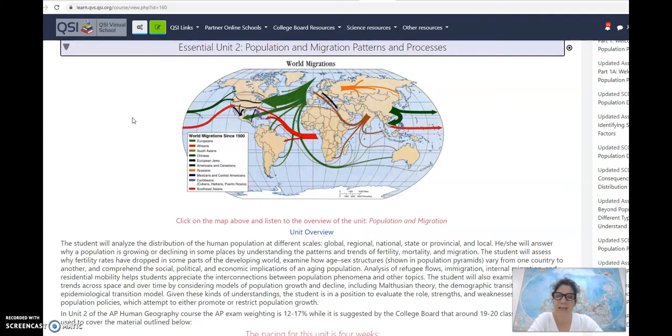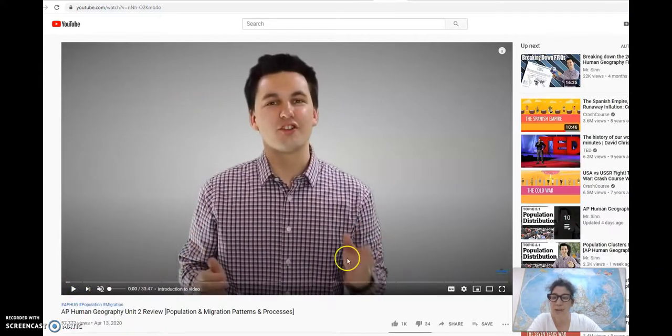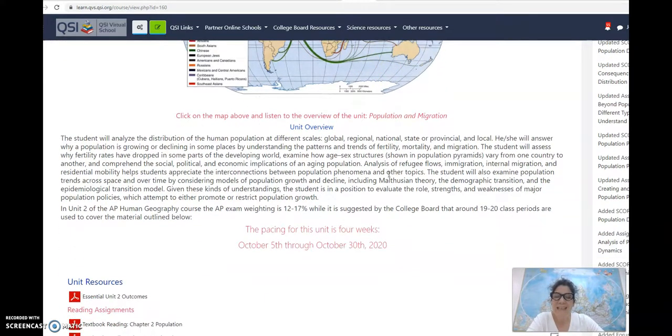Now, again, as I said, the topic for this unit is population and migration. If you click on this map, so it tells you here, click on the map above, you can listen to an overview from Mr. Sin on the topic within the context of this unit. You could see that it's about a half an hour long. But if you want a good understanding of everything that you're going to learn in this unit, it is definitely worth that half hour.